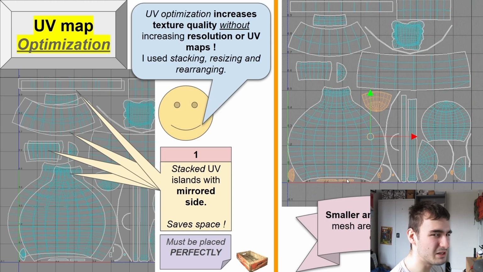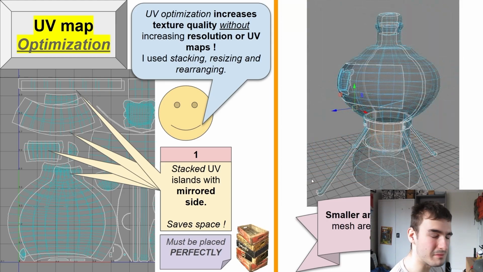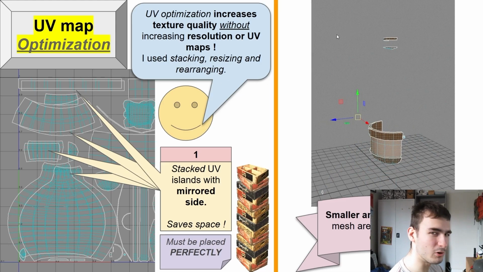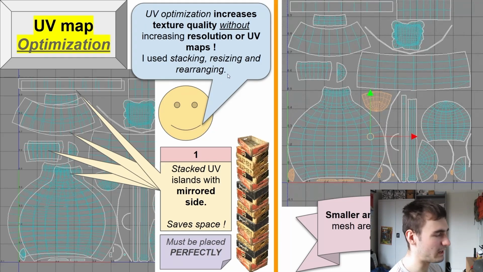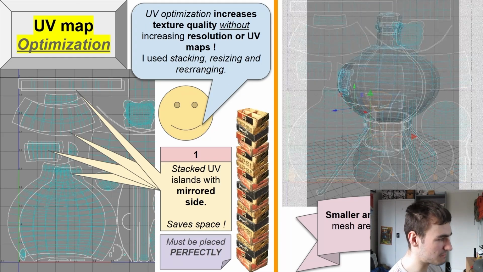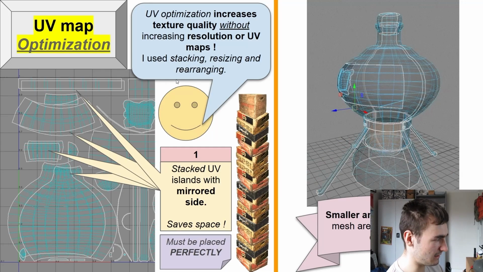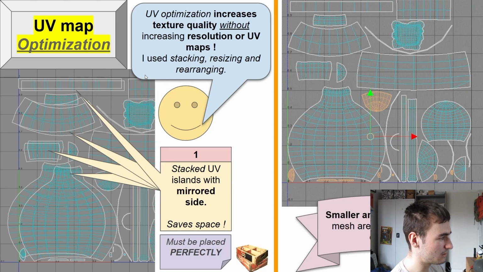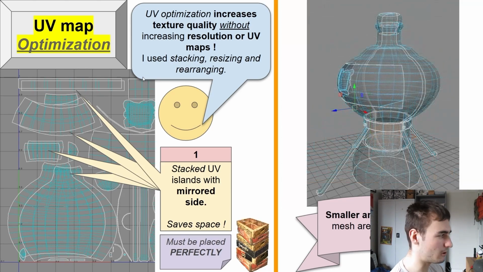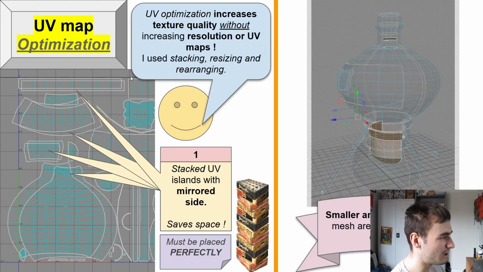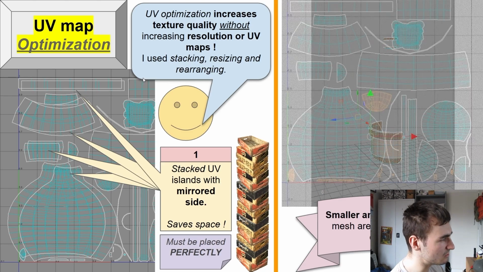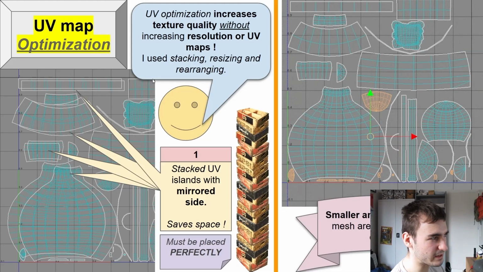UV map optimization. I optimized the UV map by stacking the entire half of the model on top of each other. Now you have to stack the UV islands perfectly so that it does not create any weird illusions with the texture. This allows you to scale up each of the UV islands by twice as much, using up as much of the pixel space which you have on the texture map as possible. It's very powerful, I'd say.